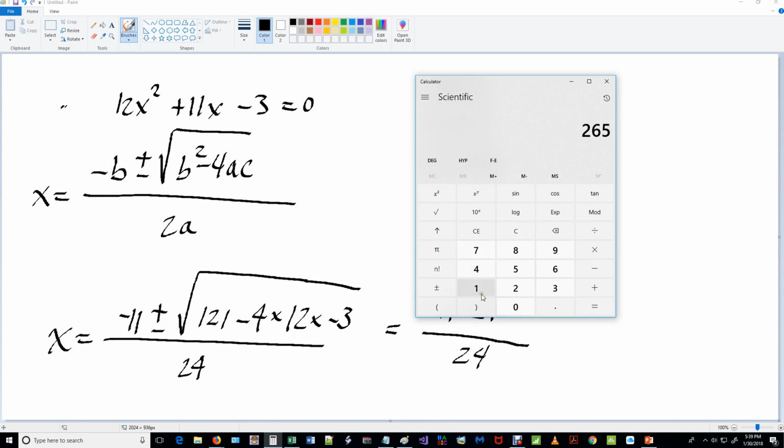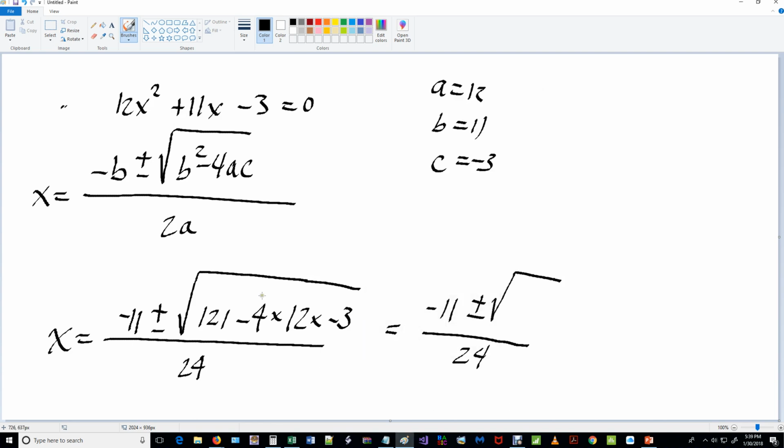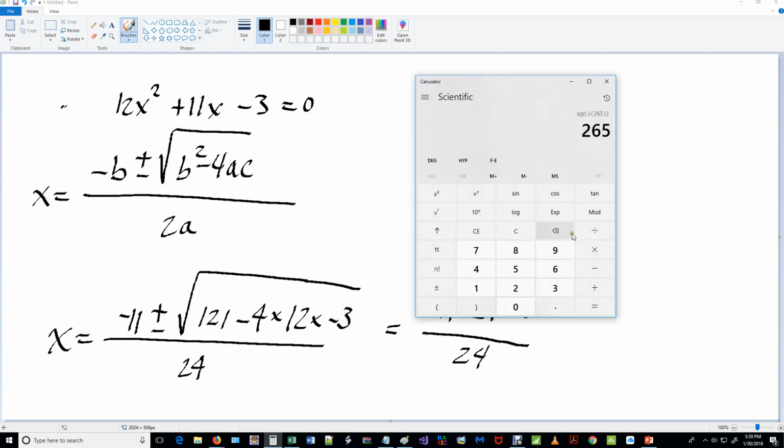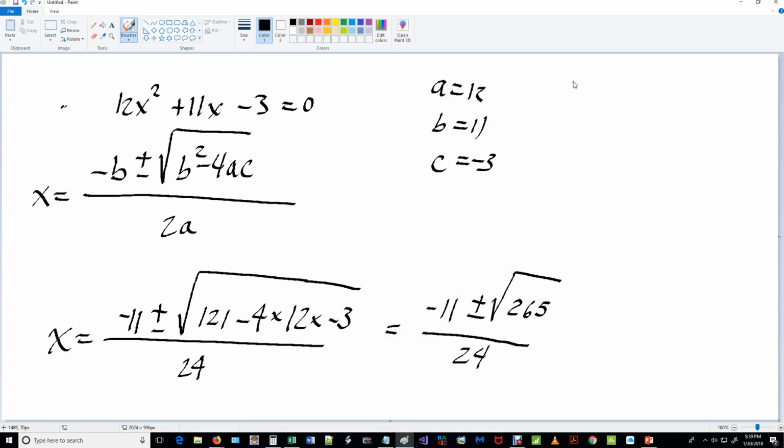I don't think it's a perfect square, but just to make sure you do square, definitely not a square. So 265. Just give me a second. Let me just make sure of something. So we're going to leave it like that because the square root of 265 cannot be simplified.